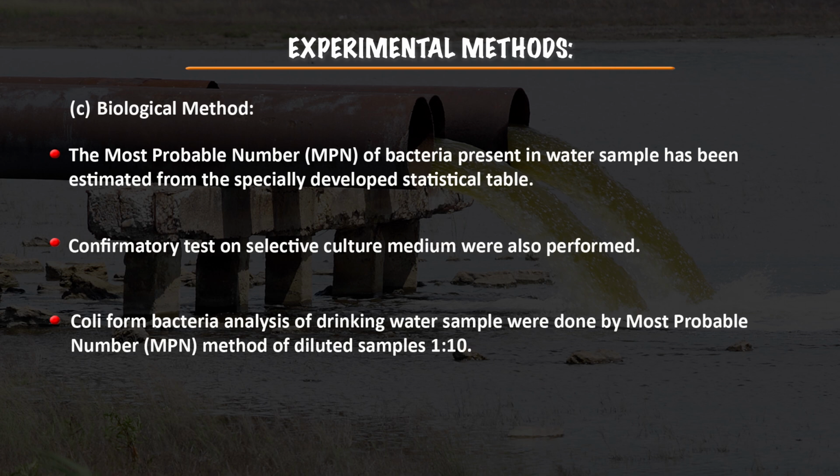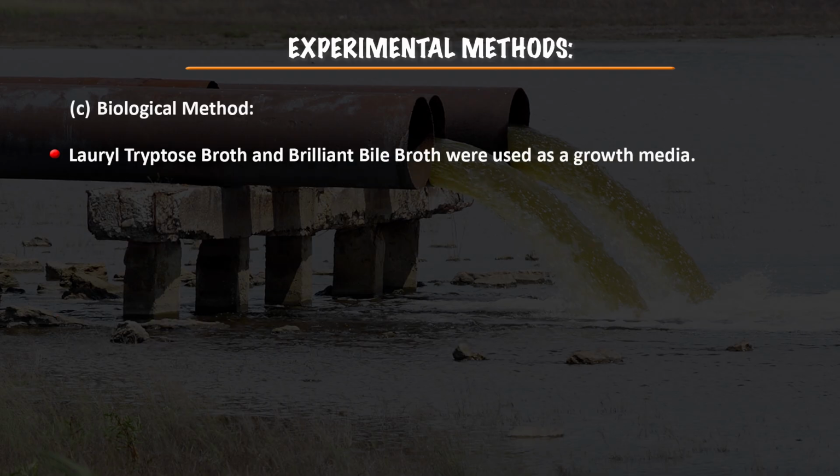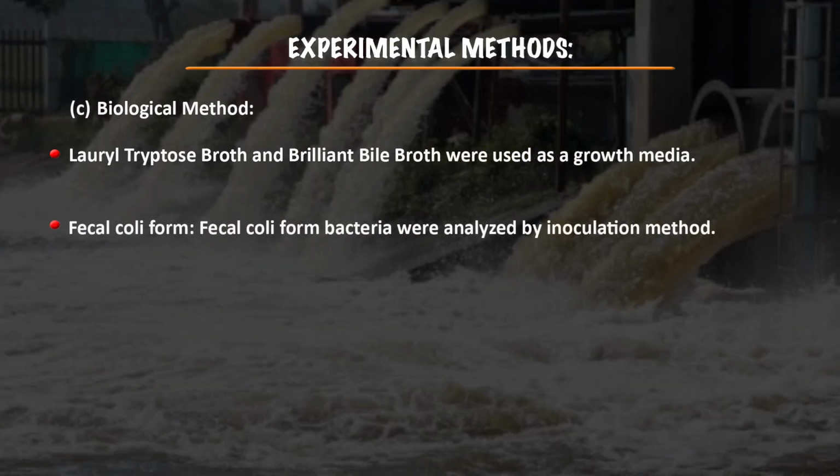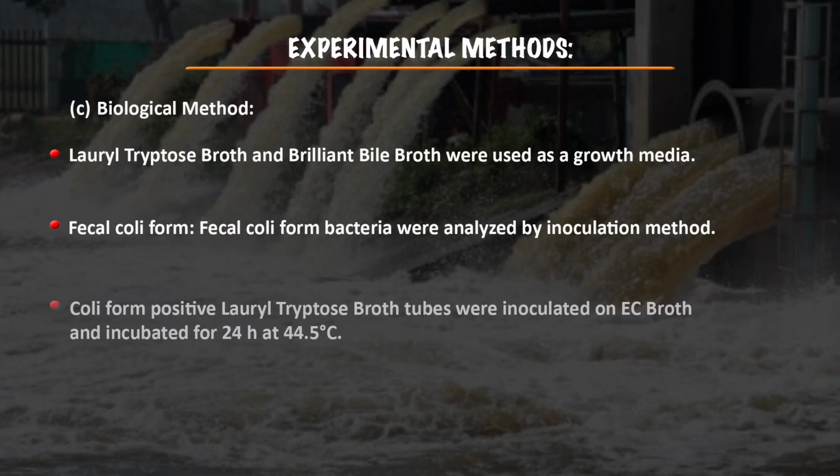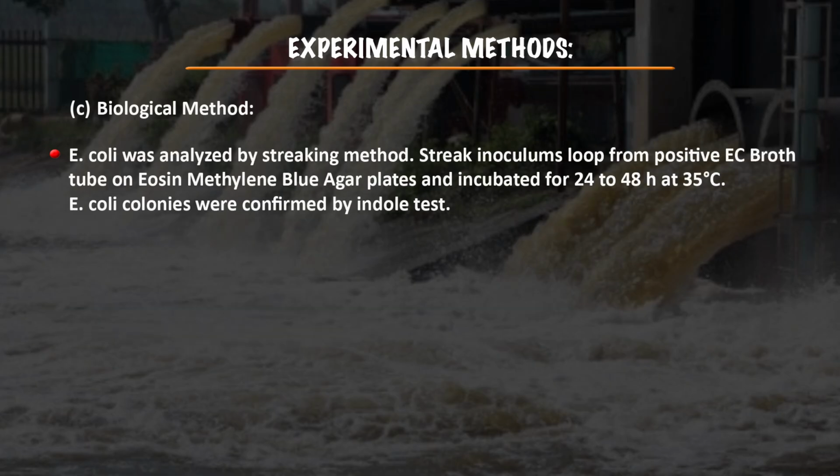Coliform bacteria analysis of drinking water samples was done by the most probable number method of diluted sample 1:10. Lauryl tryptose broth as well as brilliant green bile broth were used as growth media. Fecal coliform bacteria were analyzed by the inoculation method, and coliform positive lauryl tryptose broth tubes were inoculated on EC broth and incubated for 24 hours at 44.5 degrees centigrade. These were then analyzed by the streaking method.